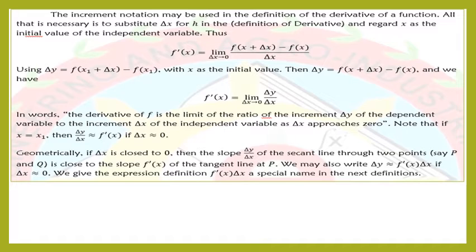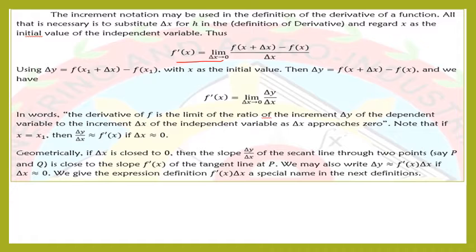The increment notation may be used in the definition of the derivative of a function. All that is necessary is to substitute delta x for h in the definition of derivative and regard x as the initial value of the independent variable. Thus, f prime of x is equal to the limit of f of x plus delta x minus f of x divided by delta x as delta x approaches 0.